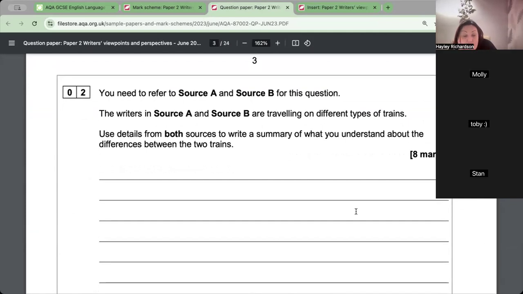You need to refer to source A and source B for this question. The writers in source A and source B are travelling on different types of trains. Use details from both sources to write a summary of what you understand about the differences between the two trains. Not write a summary of the differences between the two trains, but of what you understand about them. That changes the question, okay?